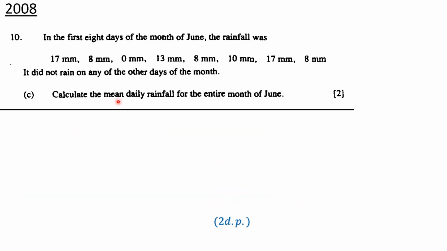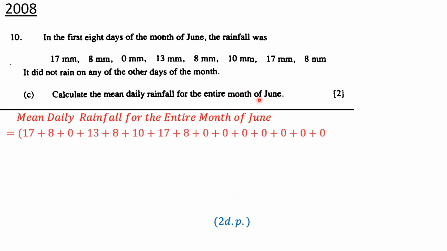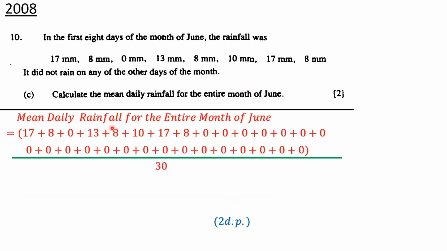Calculate the mean daily rainfall for the entire month of June. Well, June has 30 days. And so what we have to do is consider our first 8 days, right? And then fill in the rest of the days with zeros because, well, it didn't rain. So the rainfall measurement is going to be 0. So we add them all up and we divide it by 30. And so 80 divided by 30 is going to be 2.67 millimeters. And that's to 2 decimal places.